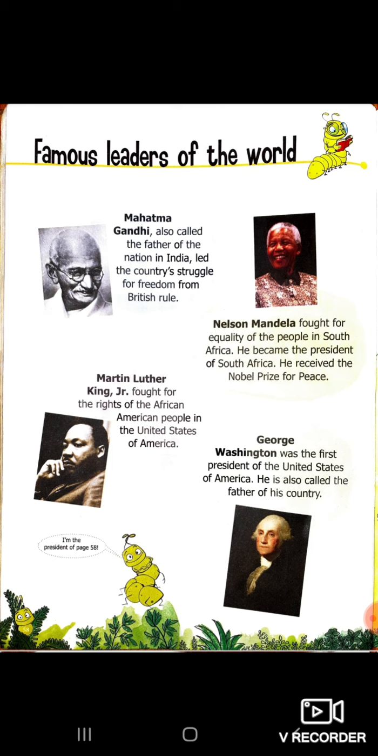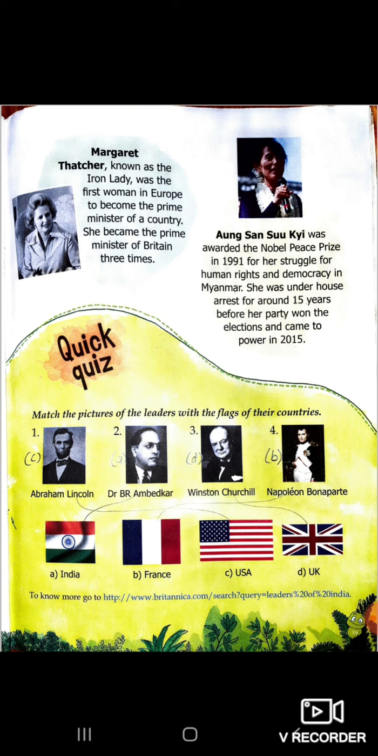All right. Now let us move to the next page, that is page number 59. So here again two pictures are given. So let us read what is given in the first picture, that is the picture of Margaret Thatcher. Margaret Thatcher, known as the Iron Lady, was the first woman in Europe to become the Prime Minister of a country. She became the Prime Minister of Britain 3 times.